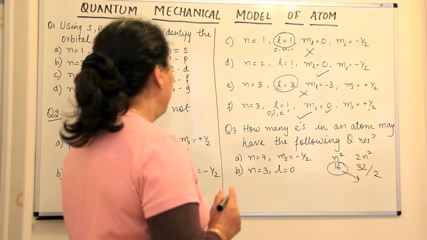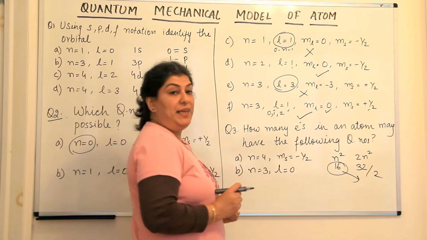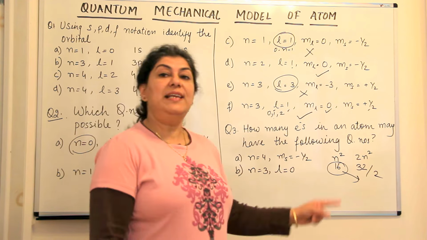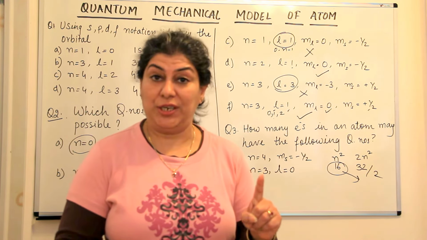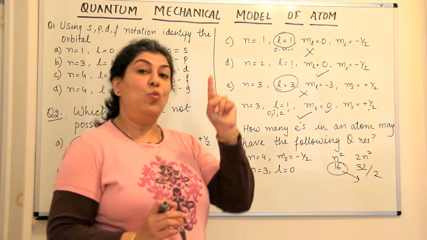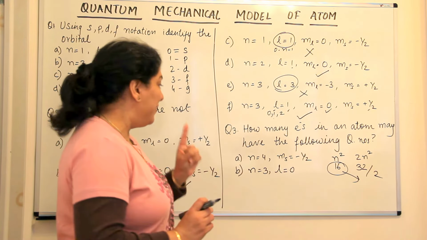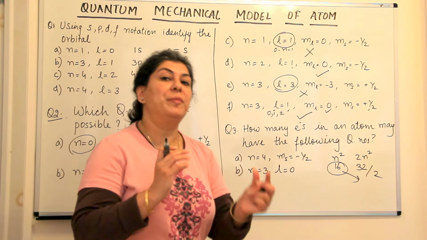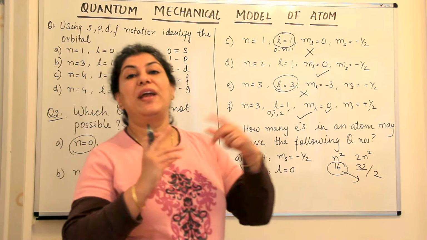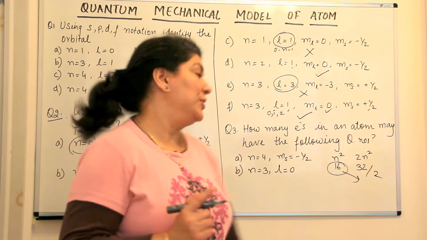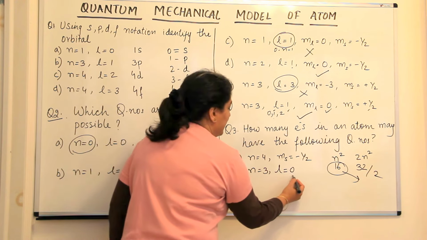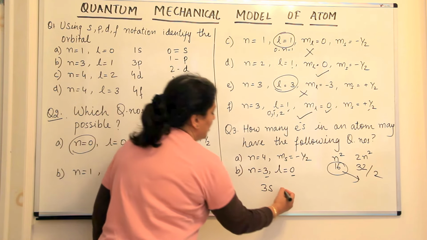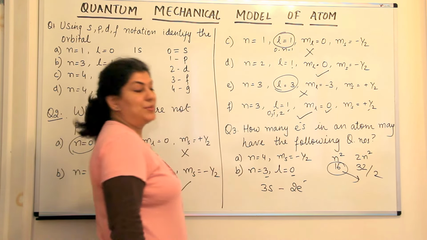I hope I'm clear. Now, n is equal to 3, it means it's the 3rd shell, and the value of L is 0. If L is 0, it means we are talking of the S subshell, and the S subshell has only 1 orbital. If it has only 1 orbital, N is 3 and L is 0 in the 3rd shell, the S orbital of any shell has only 2 electrons. Therefore, the 3s subshell or orbital should have only 2 electrons.